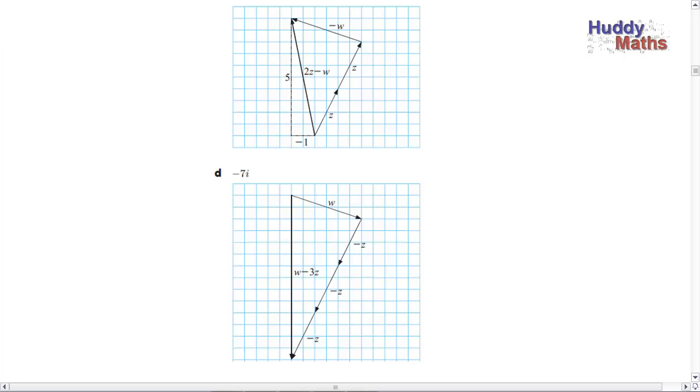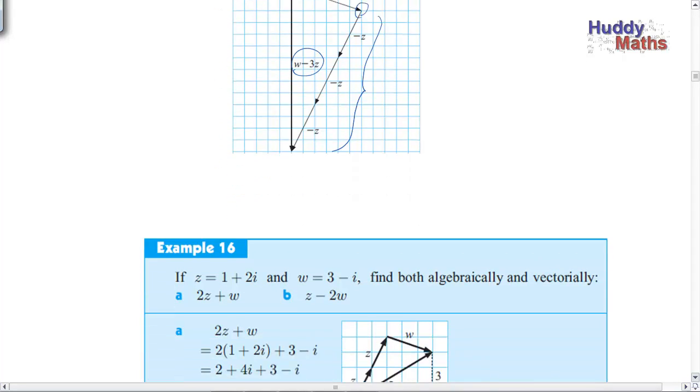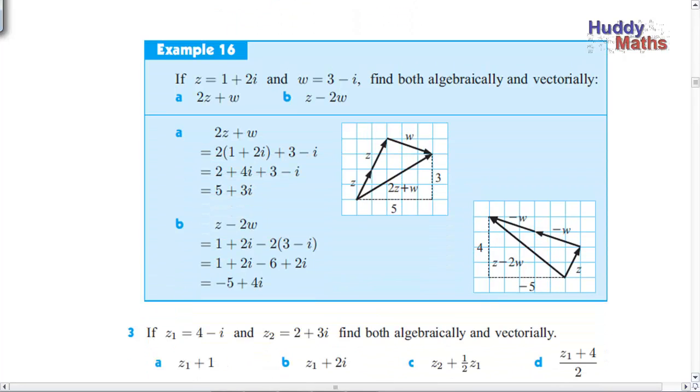Think of it as displacements on the plane. So here W take 3Z: displace the point W, and then neg 3Z's worth. So the overall displacement will be W take 3Z. I hope you've done a bit of 2D vectors before. Okay, come down and let's have a look at example 16. All right, so here we are, the same sort of thing now.